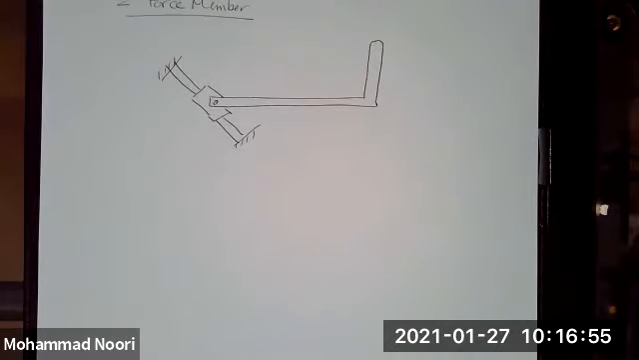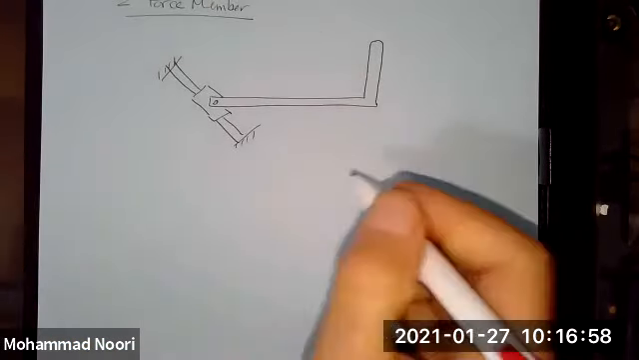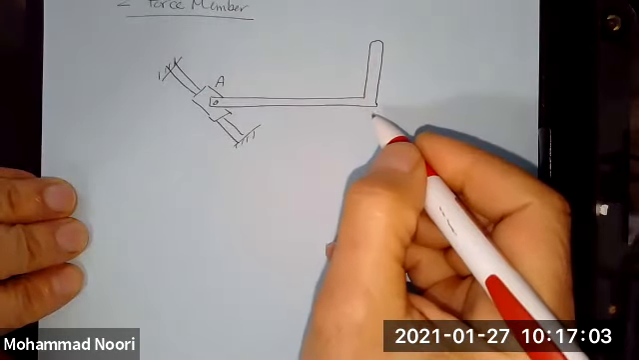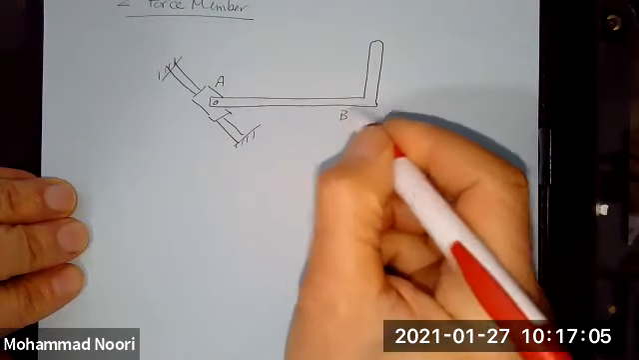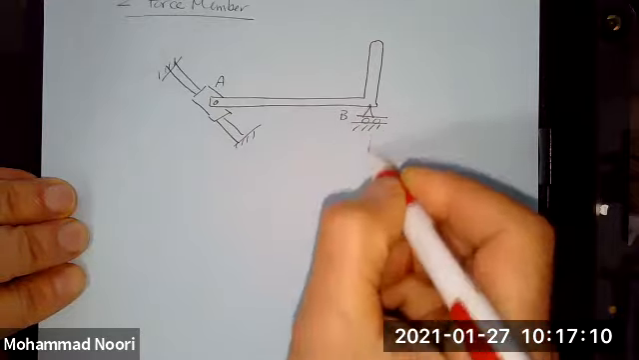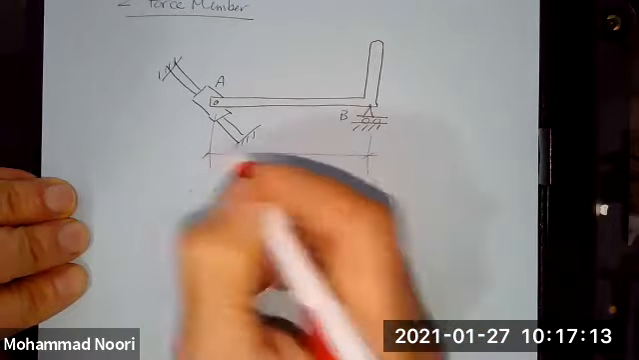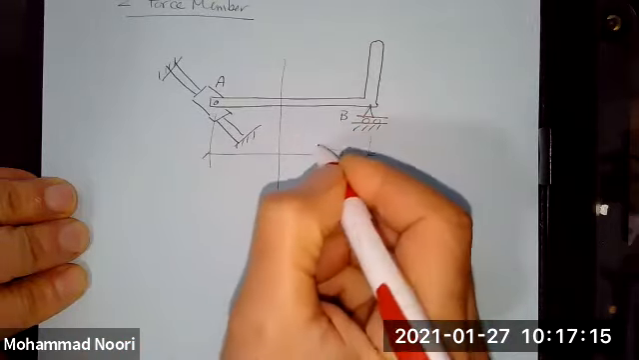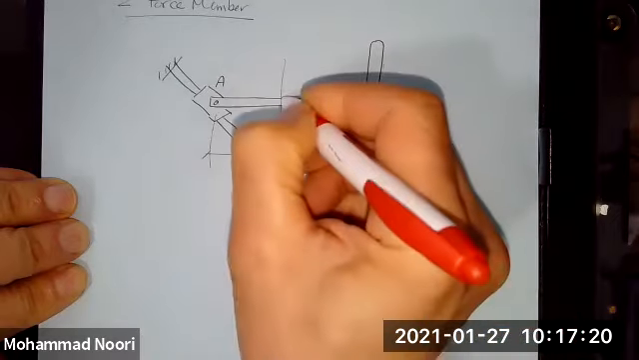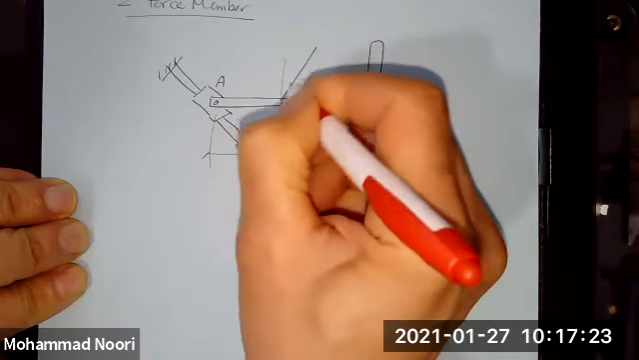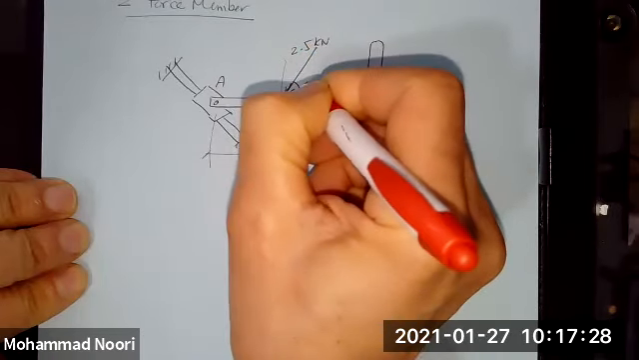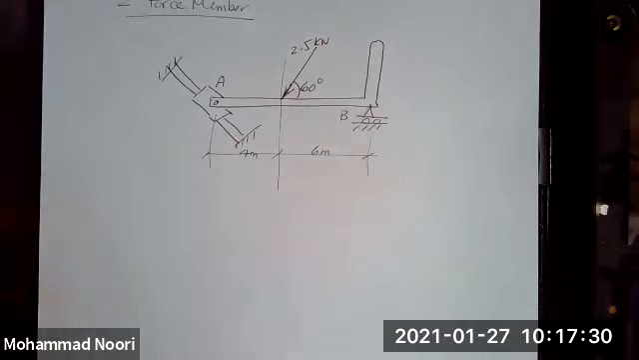Okay. And at this point, let me call this point A. At point, say, B, the structure is supported by a roller. So let me give you also these dimensions. Okay. Let's say this is 6 meters, this is 4 meters. At this point, you have a force of 2.5 kilonewton at an angle of 60 acting on the span.